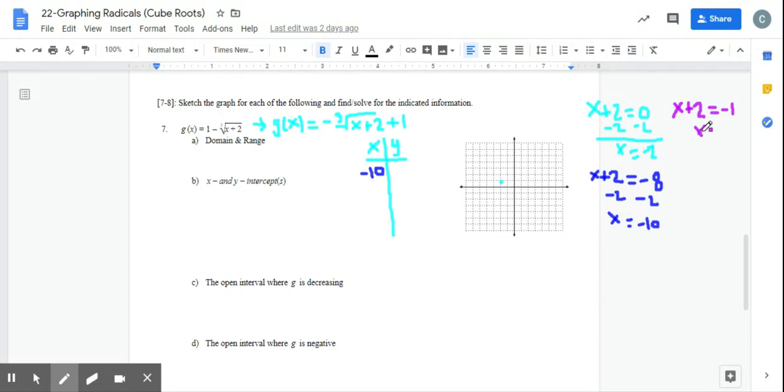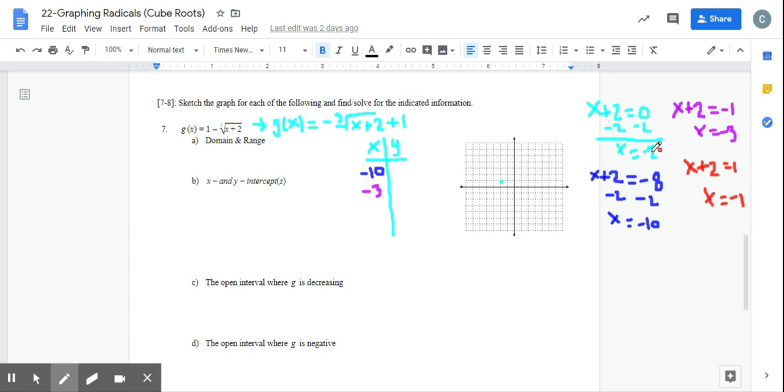Subtract 2. You should get x equals negative 3. That's going to be my next value because that was my next negative perfect cube. Then my next one, so we did negative 8, negative 1, 0, and now I'm going to go upwards. So now I'm going to do a positive 1, subtract 2, and I get x equals negative 1.